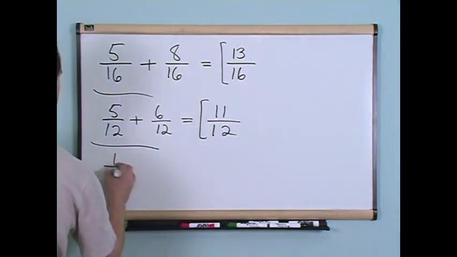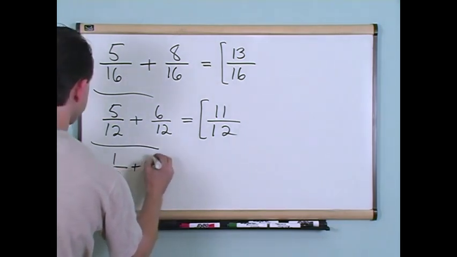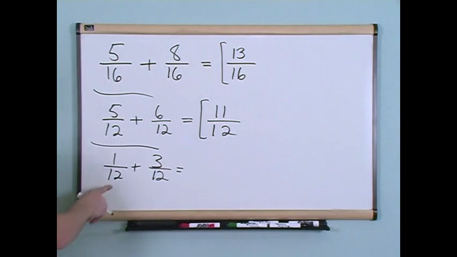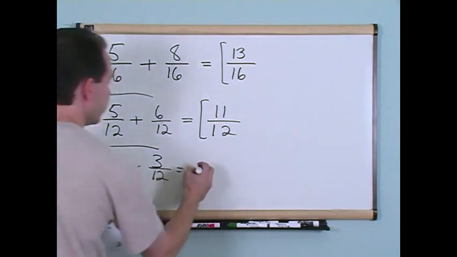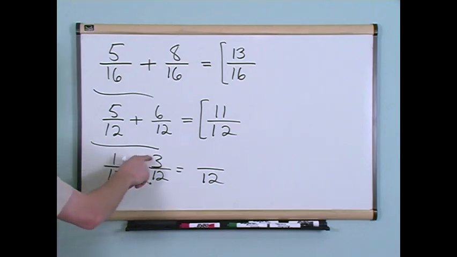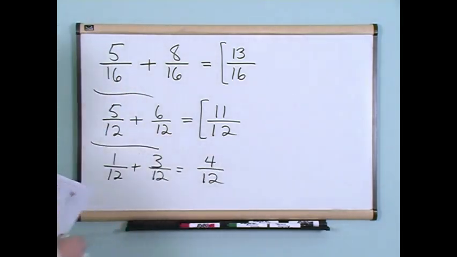Here we have 1/12 plus 3/12. First thing, yet again, is the bottom number the same? Yes, it is, so keep it there. And the top number is 1 plus 3. It's going to give me 4, okay?